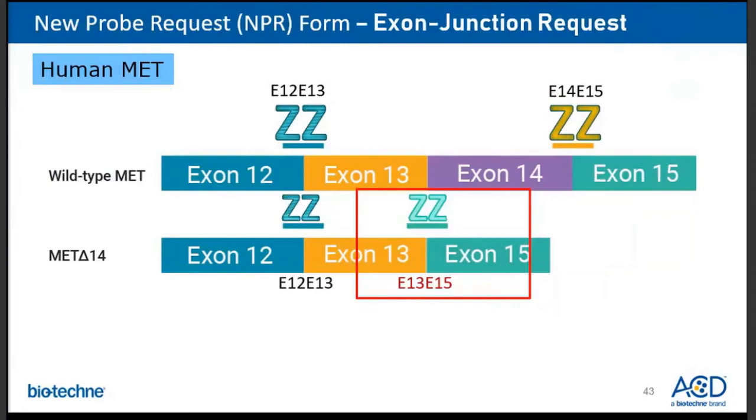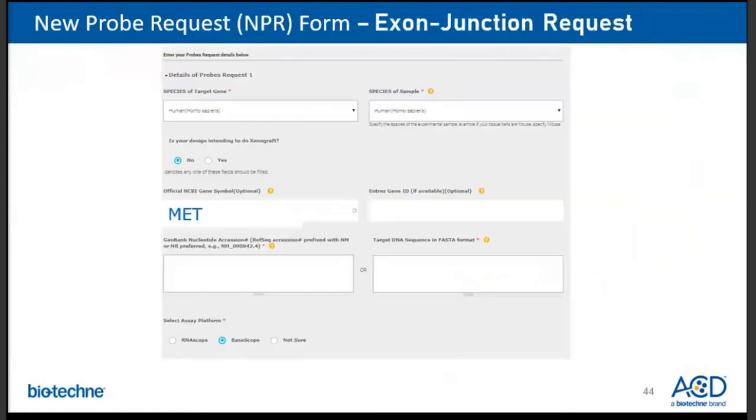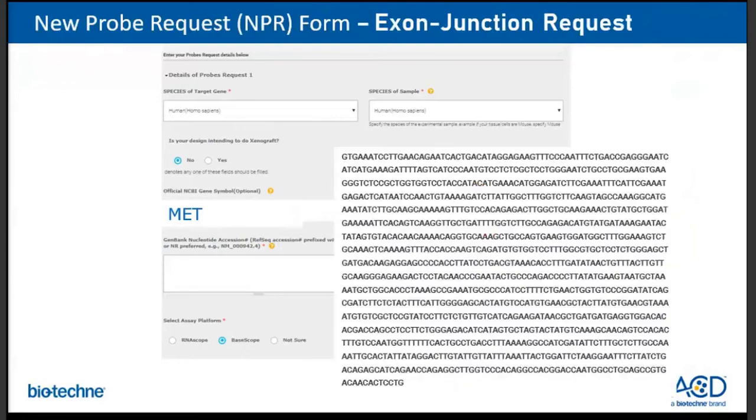So this probe is in our catalog, but we wanted to show you what is targeted with the exon junction probe. So we're targeting the loss of this exon 14. We would submit this information on the NPR. And this information is really important to submit because we need to know exactly where you would like us to target. On here, you can submit the sequence of this region.